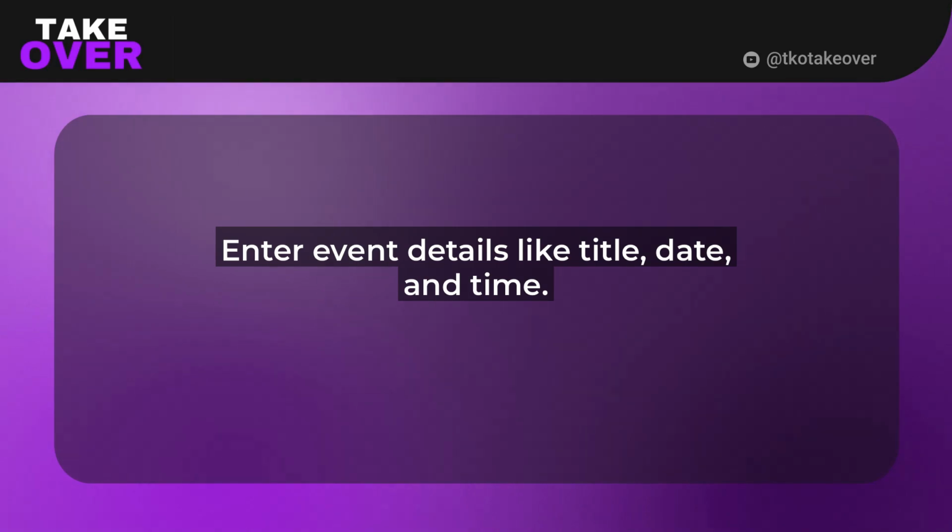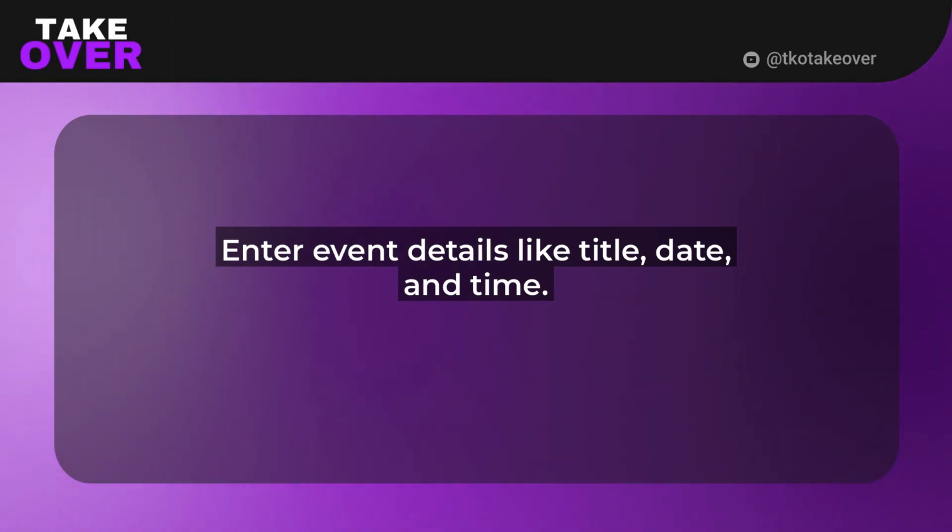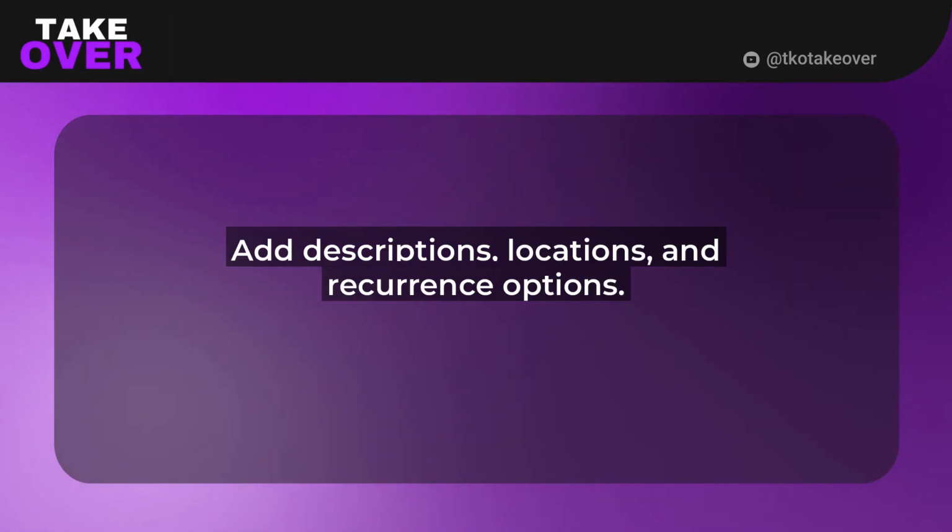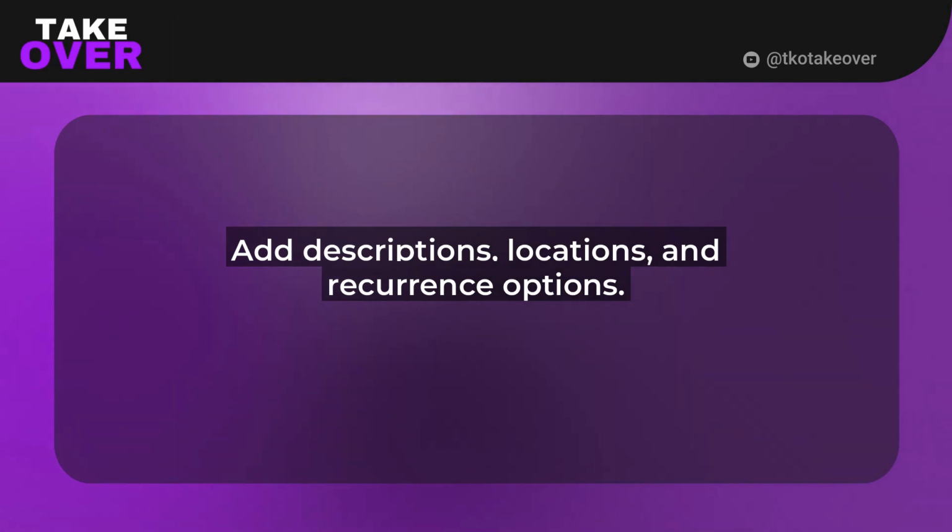Start with the basics. Give your event a clear title, like Team Meeting or Product Launch. Next, select the date and time using the built-in calendar picker. Don't forget to add a location, whether it's virtual via Teams or in person. Make it even more helpful by adding a description. This is where you can include agenda items, attachments, or links.